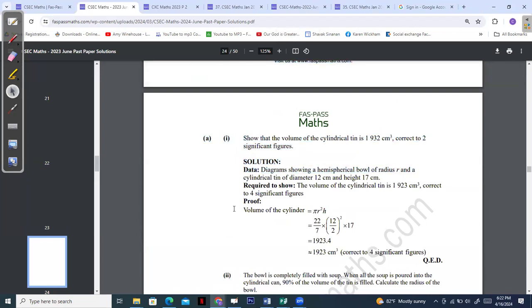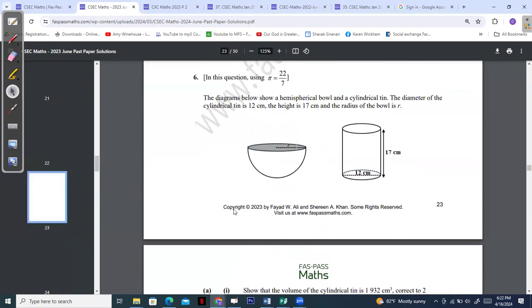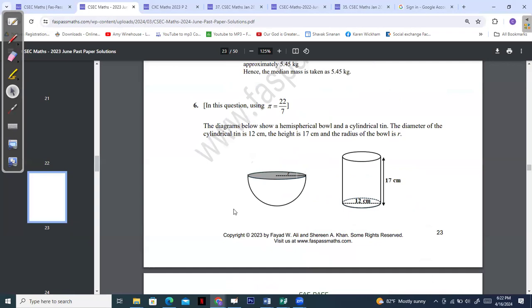Show that the volume of the cylindrical tin is this answer, correct to two significant figures. I don't know if anybody remembers this, but from my class, I keep telling you that's how questions are going to come. They're going to give you the answer and ask you to prove that that's the answer. This is a perfect example. Everybody with me? Hello? Good. Now let's go back up to see what's going on. You realize, right? What they're trying to say is that both of these shapes have the same R. Anybody realize that?